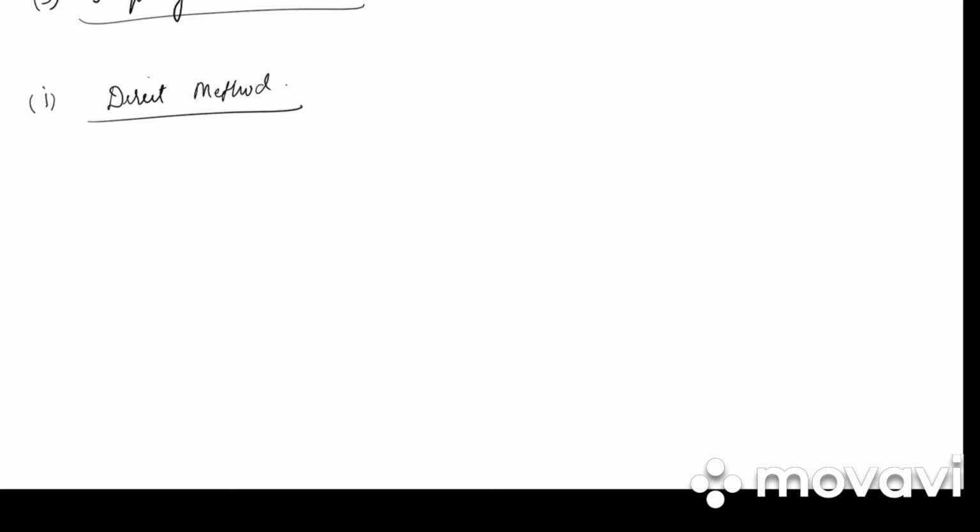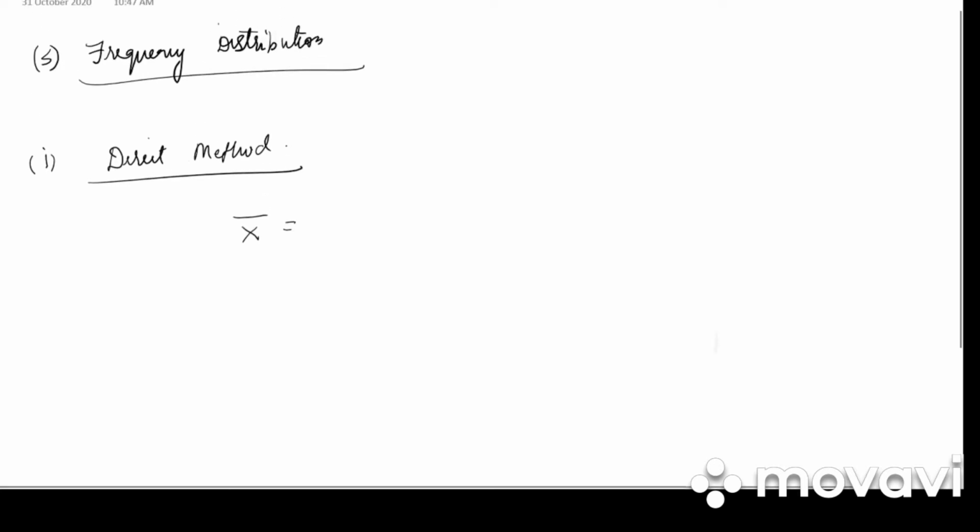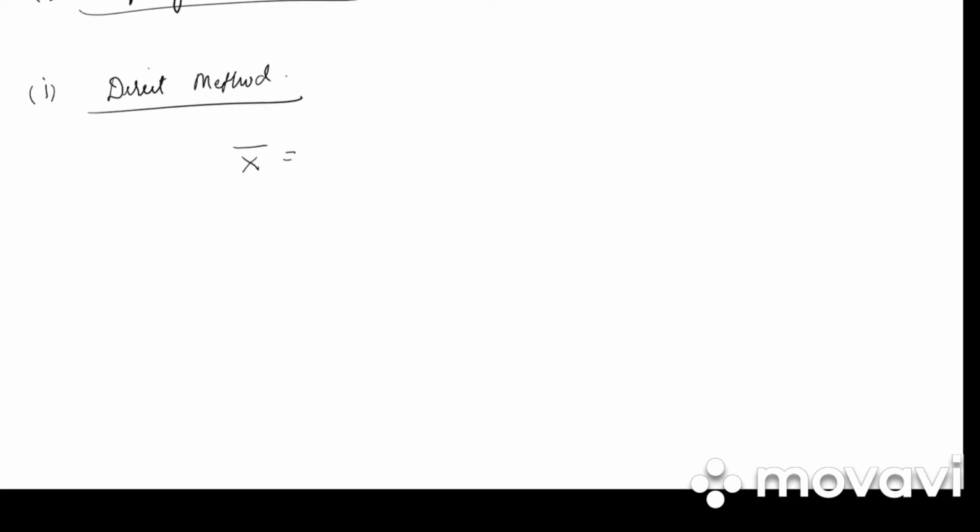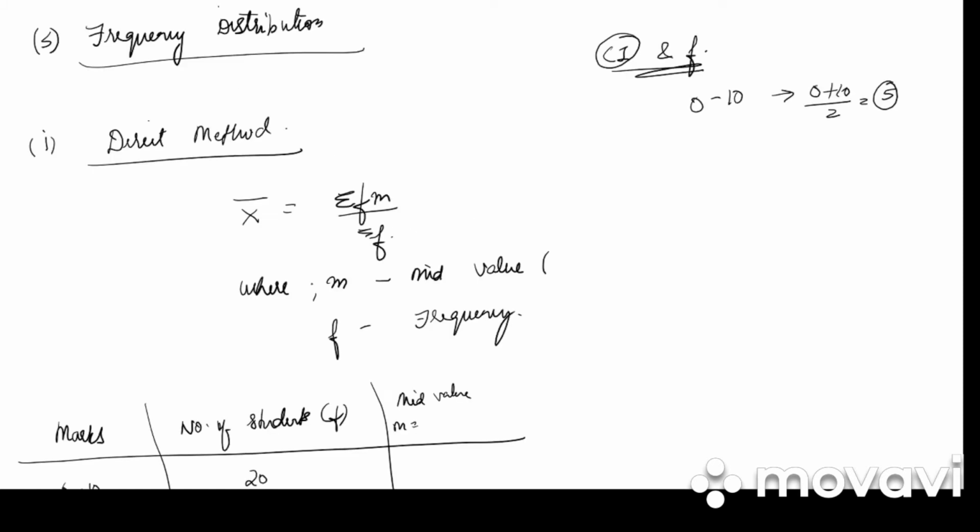So in case of discrete series, what was the formula for direct method? It was x bar is equal to summation fx divided by summation f. And in case of direct method under frequency distribution, the formula will be, write down, x bar is equal to summation fm divided by summation f, where m is mid value. It will be L1 plus L2 divided by 2.